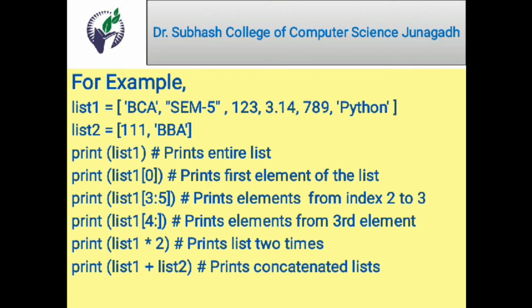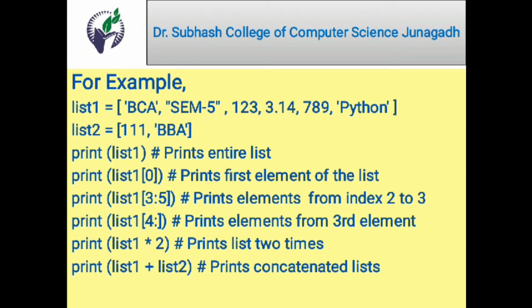Now see the output. List1 will print the entire list, from BCA SEM5 onward. List1 index 0 will print the first element of the list, that is BCA. The slice 2 to 5 will print elements from index 2. Why? Because here it is 0, 1, 2 and 3. It will print from 3.14 up to Python. Slice from 4 will start from 0, 1, 2, 3, 4, and 789 will be the outcome.